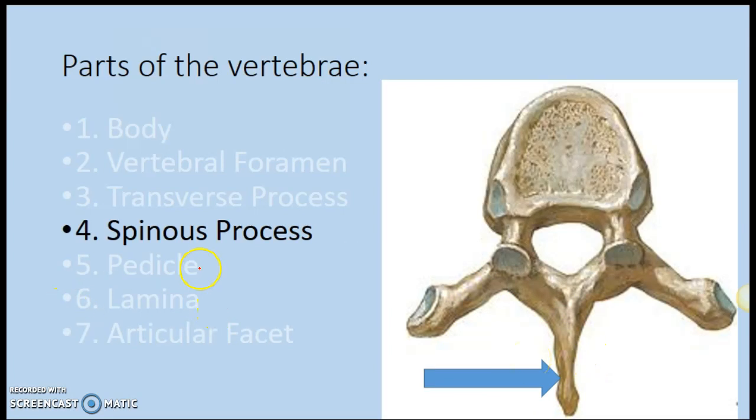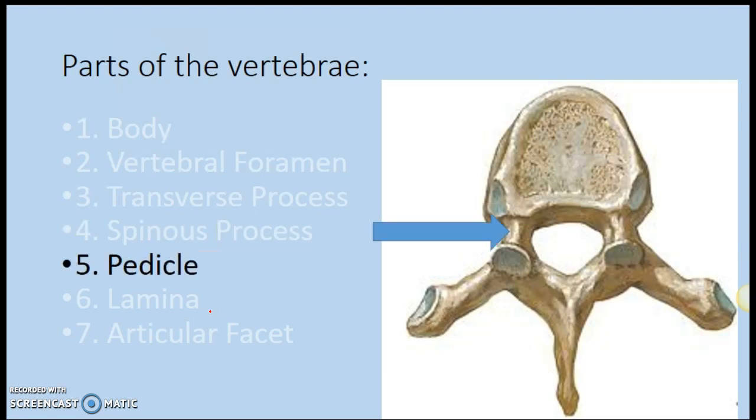Now, these two are extra. I just did them because I want you to know them. So the pedicle is where it connects. Think of it like a little bridge that connects here. When we talk about diseases, we're going to talk about what happens if this doesn't form, and then we're going to get into what we call spina bifida. So I just wanted to mention pedicle and lamina.